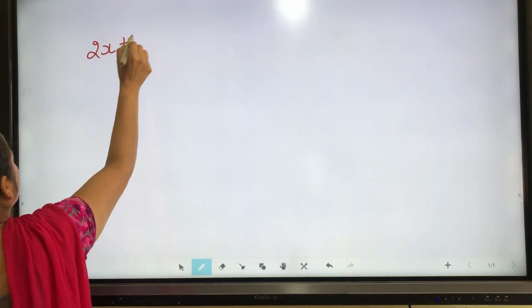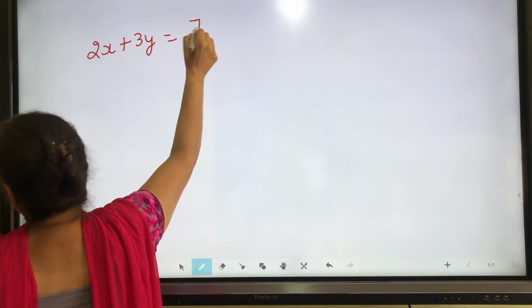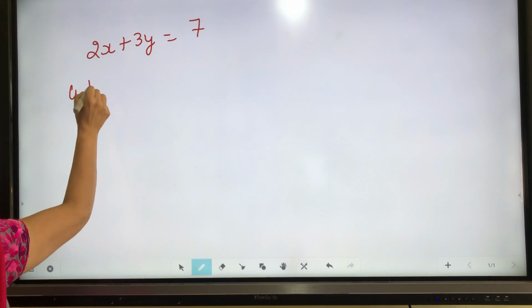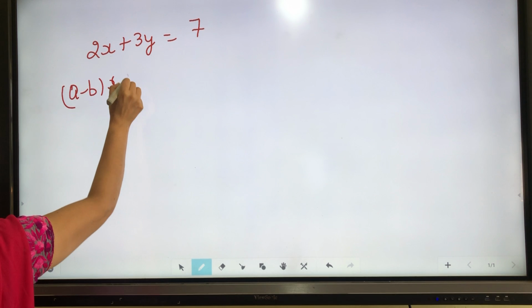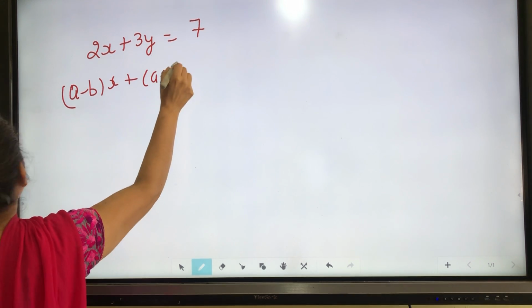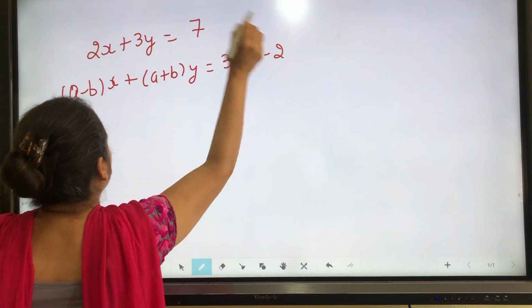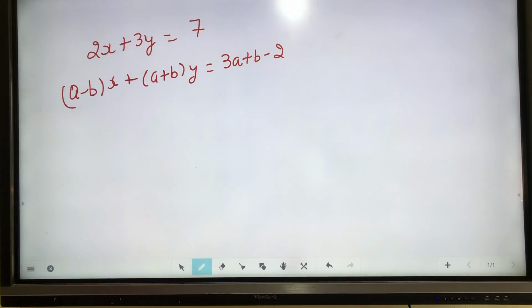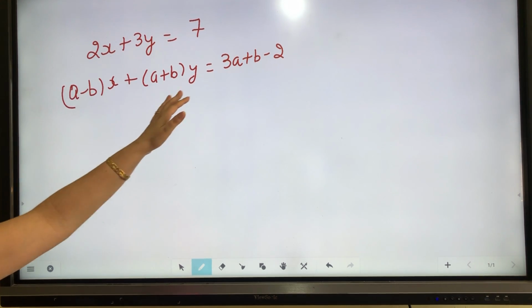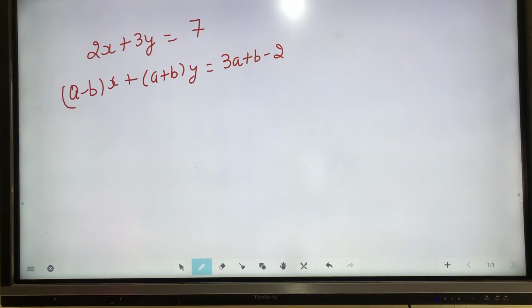The second question is 2x + 3y = k and (a − b)x + (a + b)y = 3a + b − 2. Here again there are two equations and both are linear, but instead of x and y variables, there are two more variables in the question, that is variables a and b. And we want to find here the value of a and b.